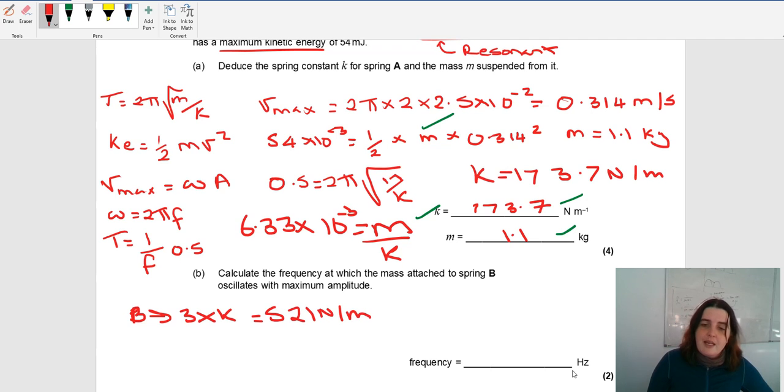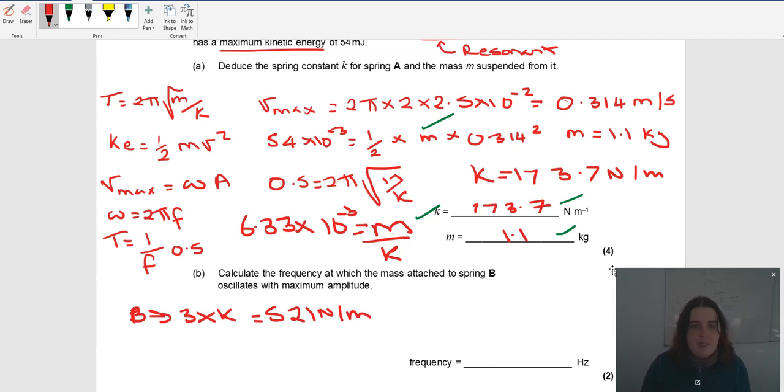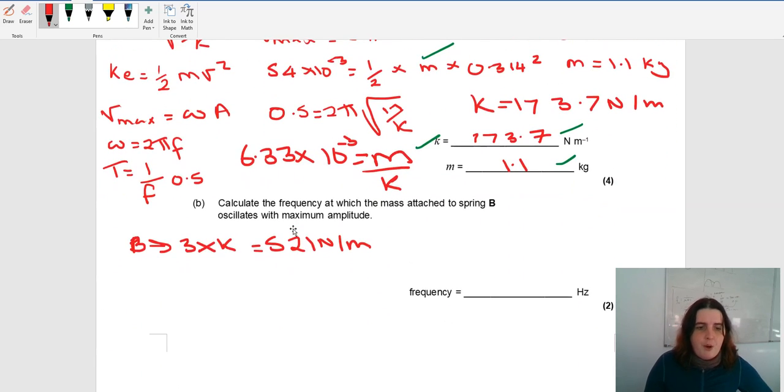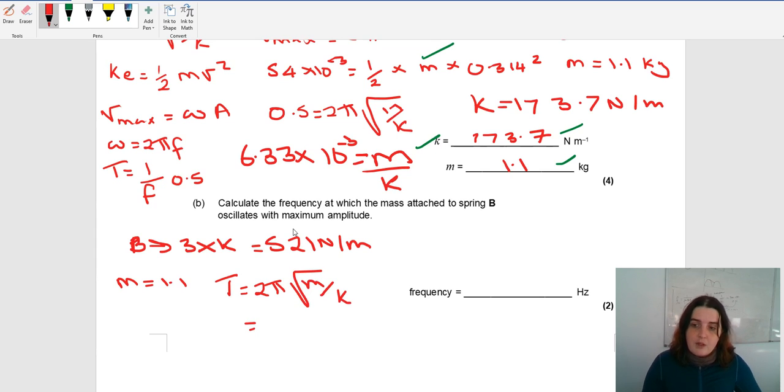Okay, you know it's got equal masses. If I go back up to here, it says equal masses. So it's also got a mass hanging from it of 1.1. So you can find the time period. T equals 2 pi root m over k. You can find the time period for its natural frequency. So I've got 1.1 divided by that. I've got to square root that answer and times that by 2 and then times that by pi.